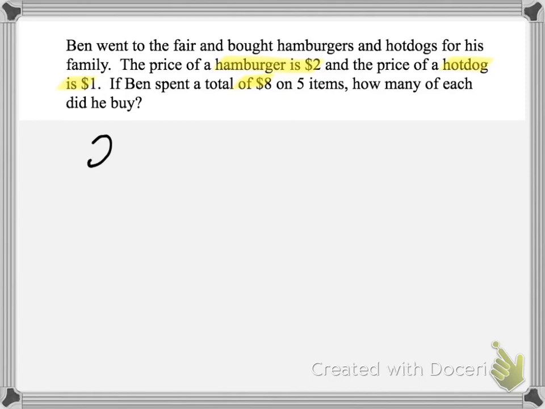So I'm going to put 2B for hamburger and then 1H for hot dog. And I spent a total of $8. So all that has to match up with that sort of problem. The $2 for the hamburgers plus the $1 for the hot dogs equals the total amount of dollars, which is 8.